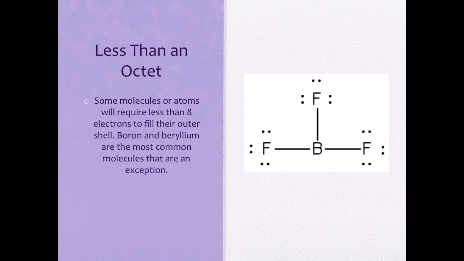The next exception is when it has less than an octet, which means it will require less than 8 electrons to fill their outer shell. Boron and beryllium are the most common molecules that are an exception, and you can see over to the right that BF3 shows that B does not have an octet.